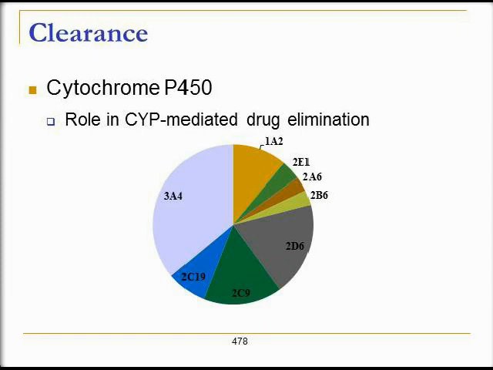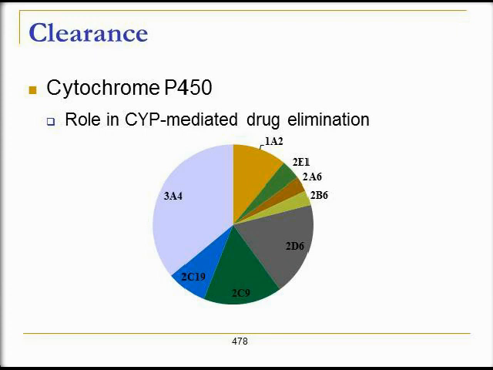If we take all of the drugs that are metabolized by cytochrome P450 and then look at the percent of those that are metabolized by each of the various enzymes, we get a little different pie graph. So this is the role of each of the enzymes in cytochrome P450 mediated drug elimination. And you can see that 3A4 still is very, very predominant. So a third of the drugs that are metabolized by CYP enzymes are metabolized by CYP3A4.